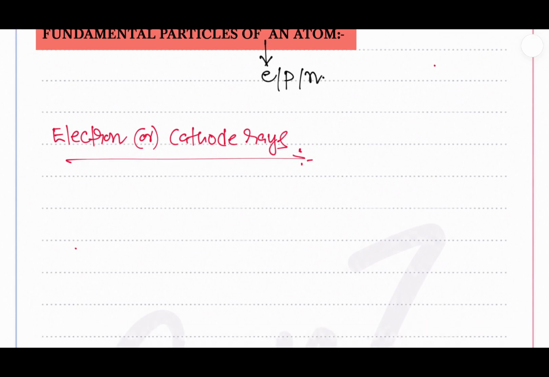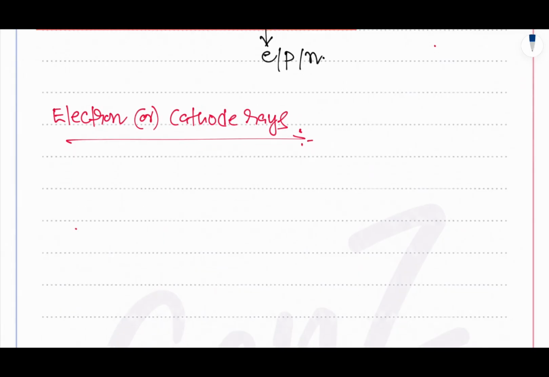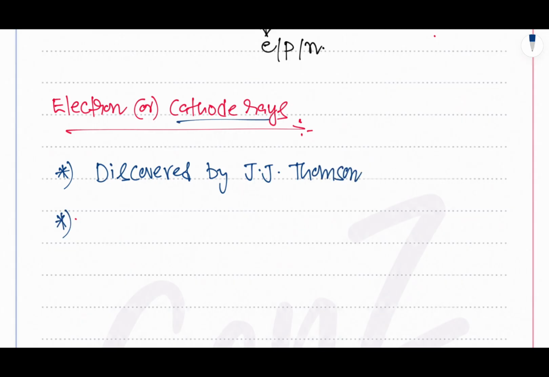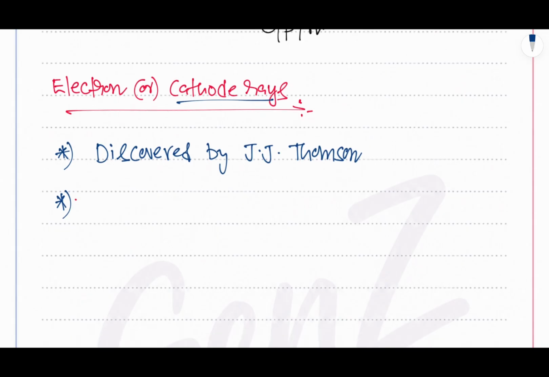First of all, this electron is discovered by J.J. Thomson. And if you observe carefully, I have mentioned here cathode rays. So why can we call these cathode rays? These rays are moving from the cathode to anode, but these rays are not generated by the cathode. Okay, these things you clearly observe.